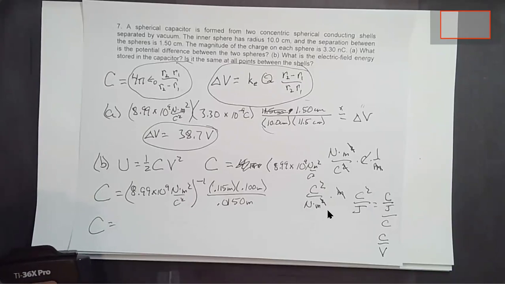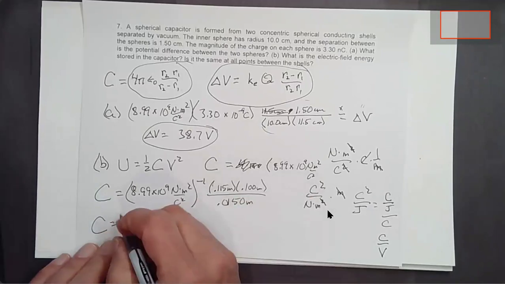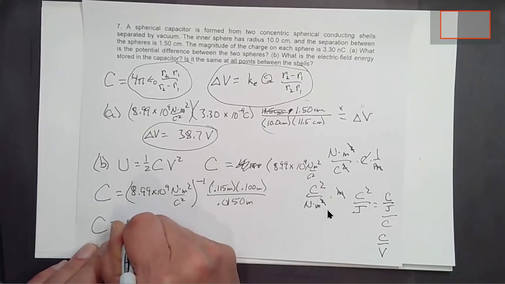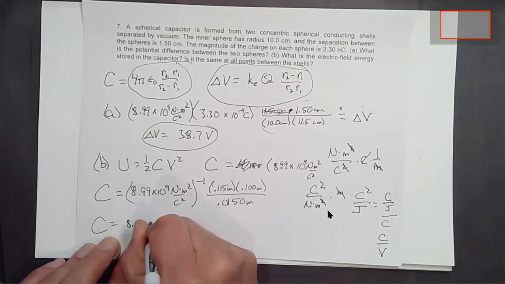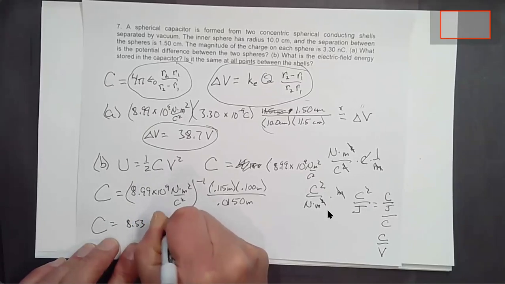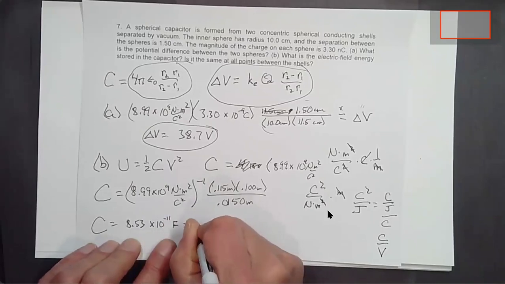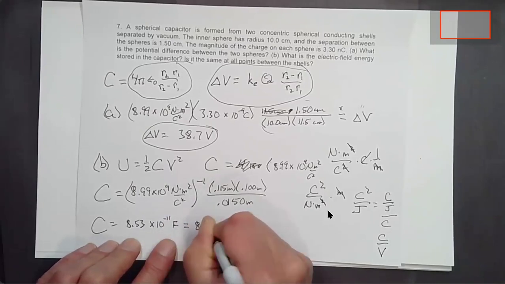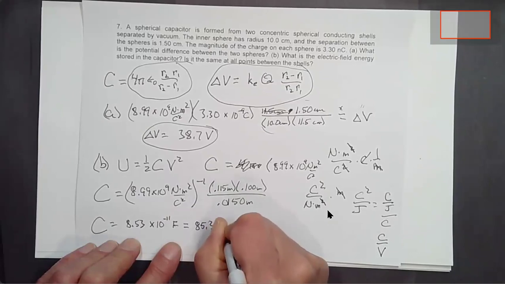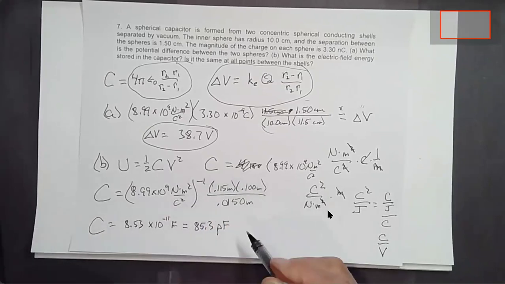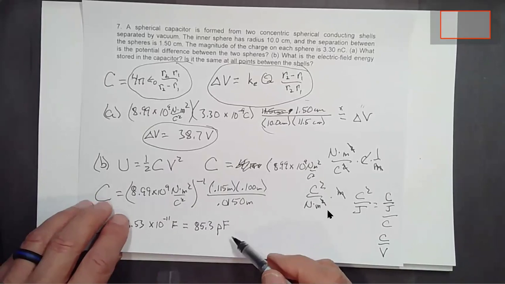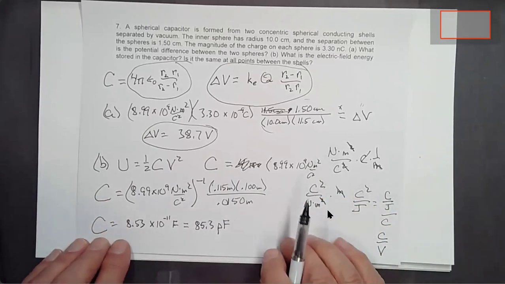And I don't anticipate this being very big. Yeah, it's actually 8.53 times 10 to the minus 11th farads, which can also be written as 85.3 picofarads, which is one of the common ways of expressing capacitance.